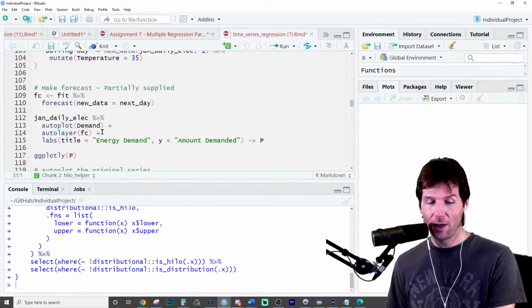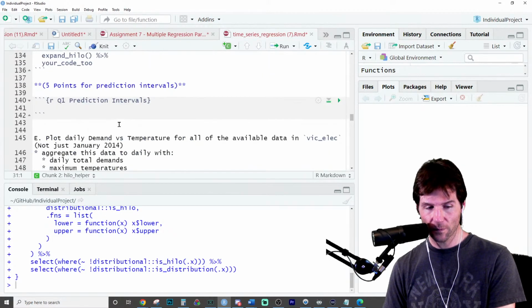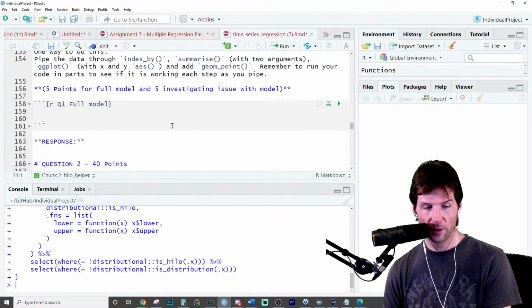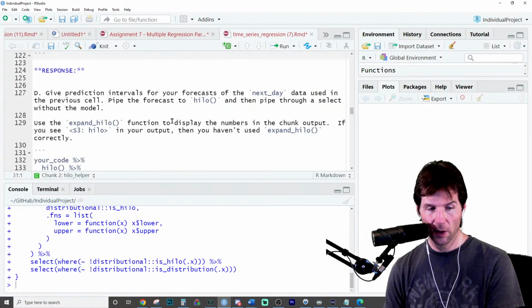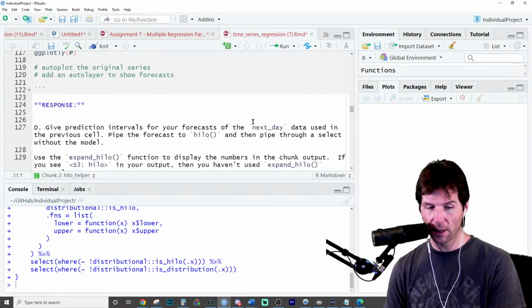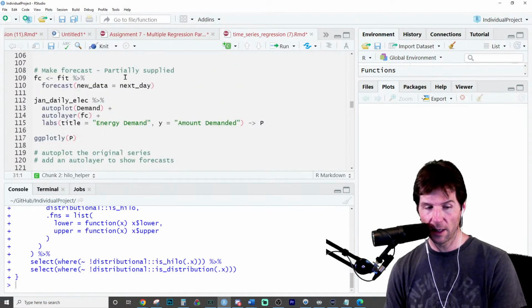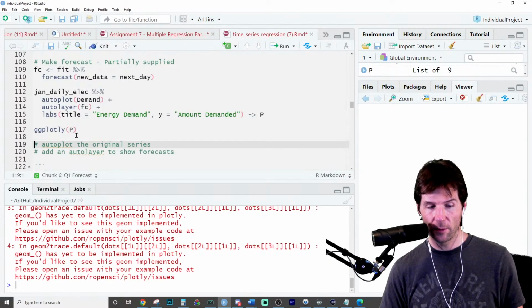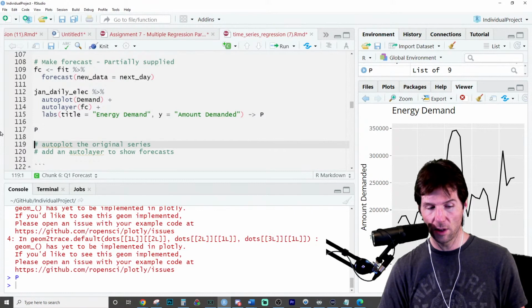Amazing work. With this right here, we need the intervals for these predictions. And we're doing D, right? Where's the, here it is. Give prediction intervals for the forecast of the next day, which we already did. Here's the next day, and we were plotting it just a second ago. Check out the earlier plot. We confirmed you can't ggplot it, so don't ggplot it.